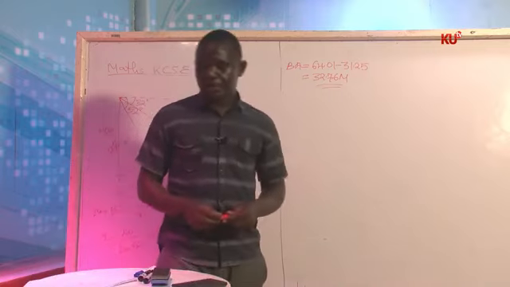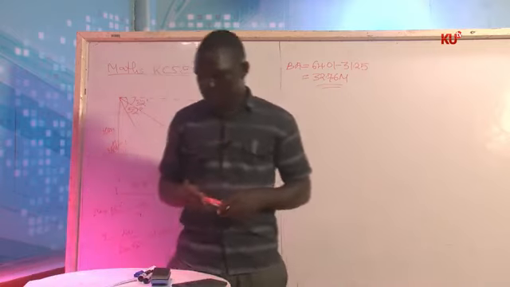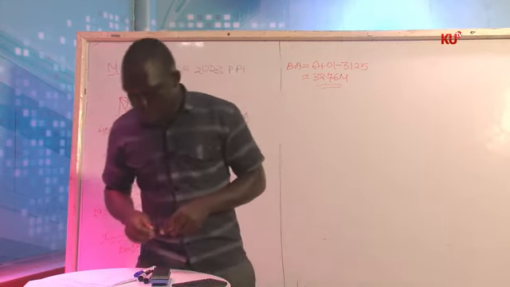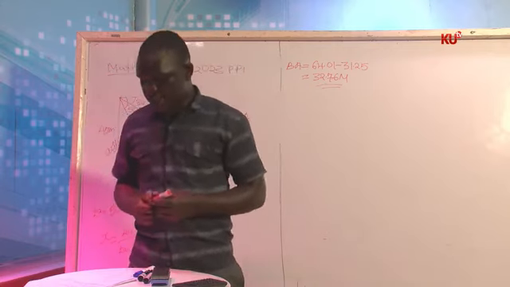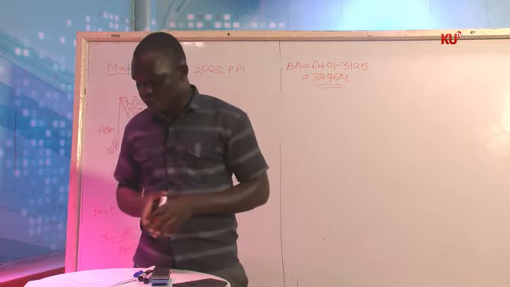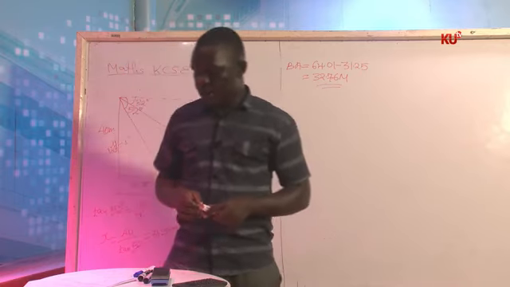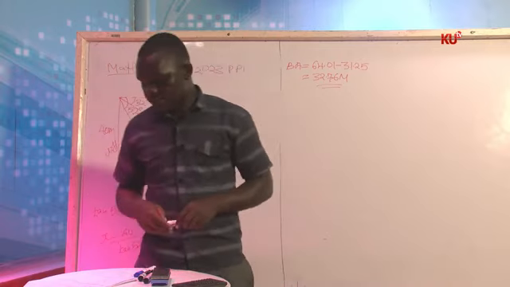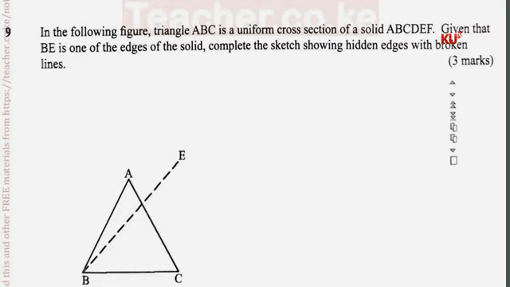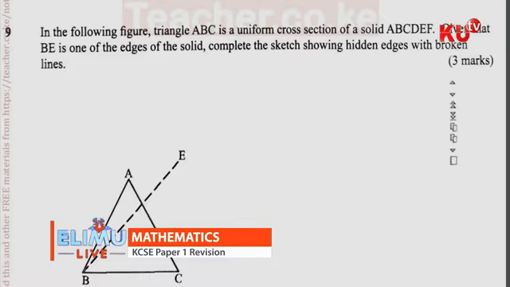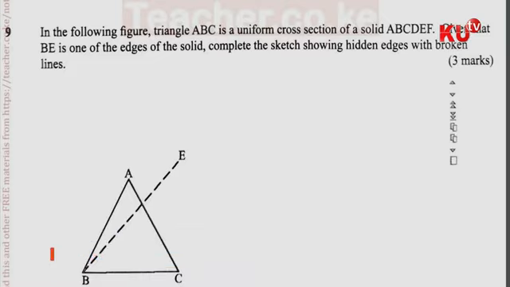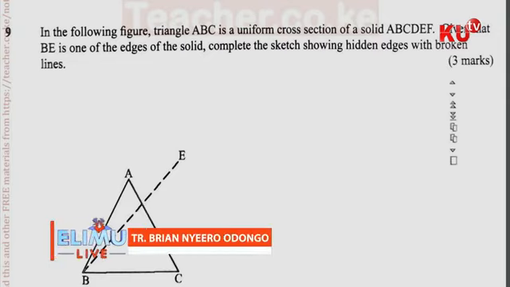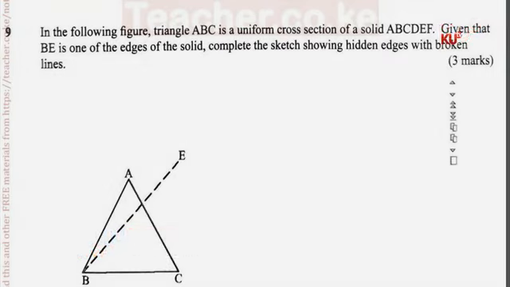Let's get into question number 9. In the following figure, triangle ABC is a uniform cross-section of solid ABCDEF. Given that BE is one of the edges on the solid, complete the sketch below. Now, with that, there are things that should come into your mind when you are given that question. One, you should have at least a ruler and a pair of compasses.